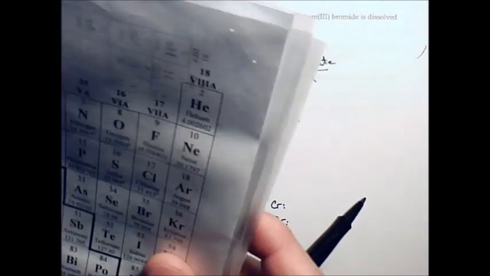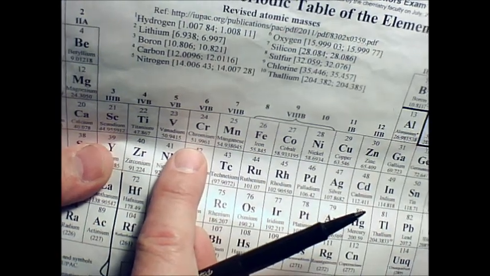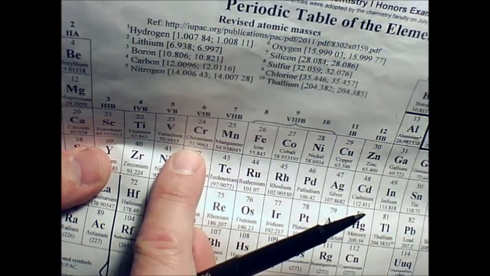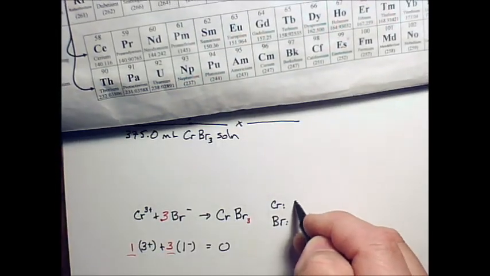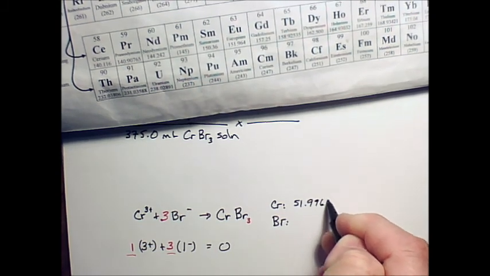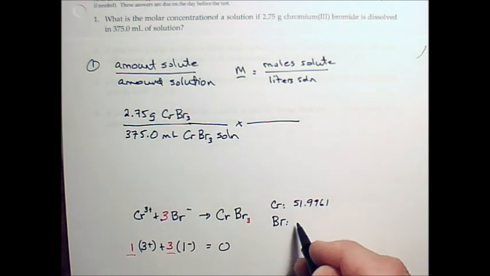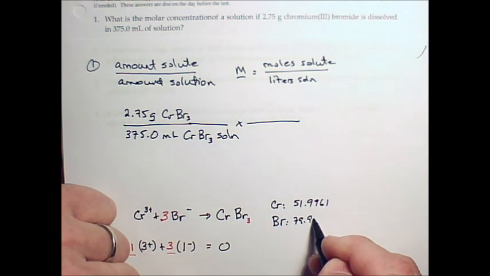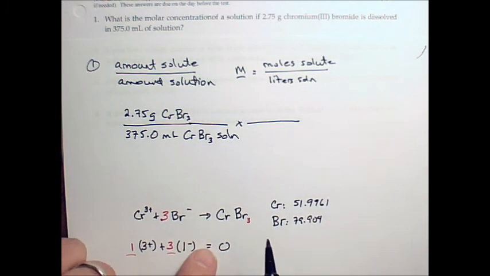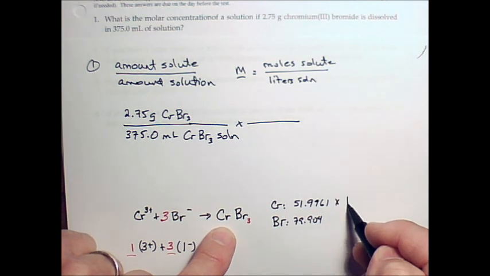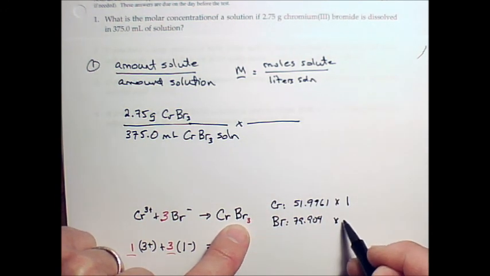Let's calculate the molar mass first. Here's chromium, 51.9961. That's its atomic mass. And here's bromine, 79.904. Since I have 1 chromium, I'll multiply this by 1. Since I've got 3 bromines, I'll multiply that by 3.